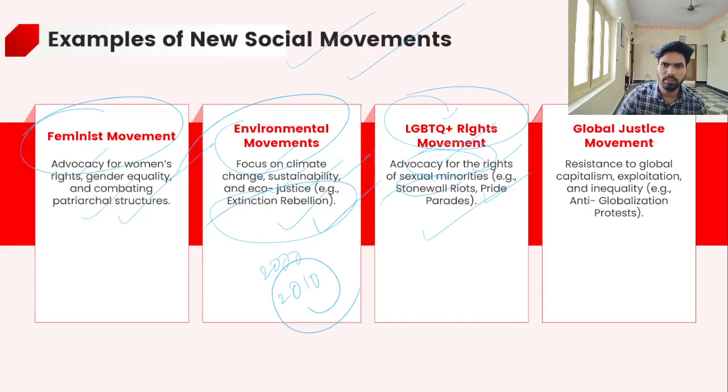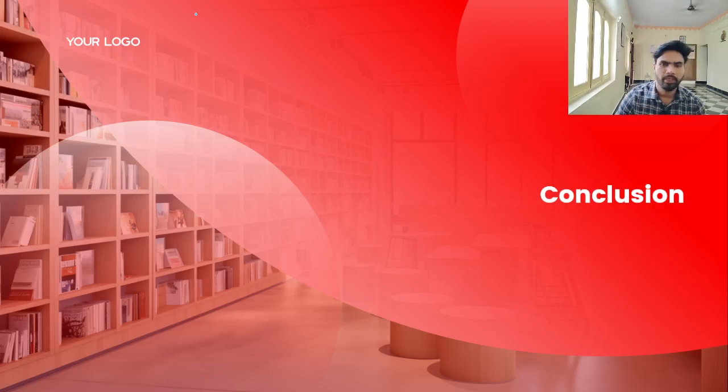These are examples of LGBTQ plus rights movements. Then finally, another example is the global justice movement. It is a resistance to global capitalism, exploitation, and inequality. Examples are anti-globalization protests. So these are the examples of new social movements.